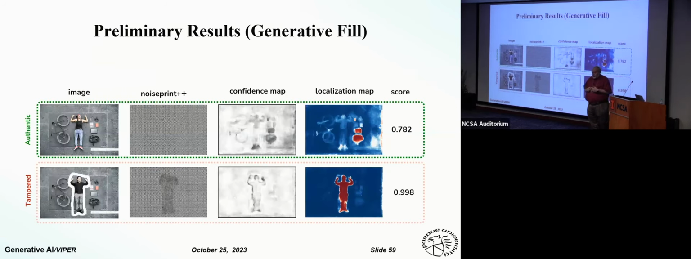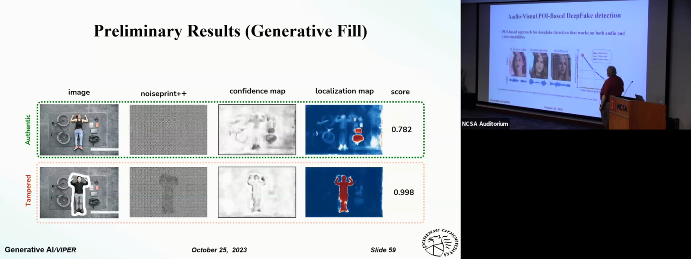Here's some preliminary work on looking at the generative fill that's in Photoshop. One of the things we're doing is Annalisa has developed a technique called noiseprint. Based on noiseprint, we can extract a signature from the system and identify what type of generator was used. We can get a localization map, and you can see the confidence scores we're getting. This work is still ongoing, and some papers have been published in this area.